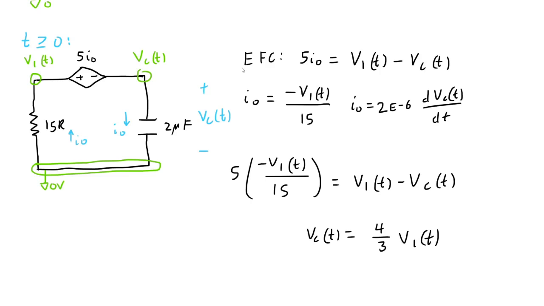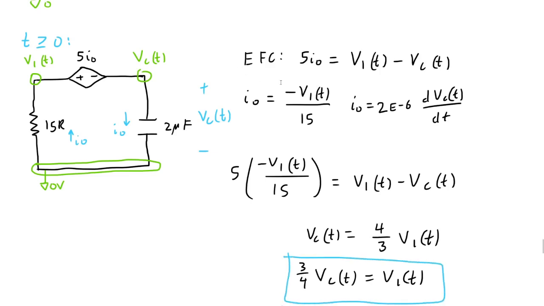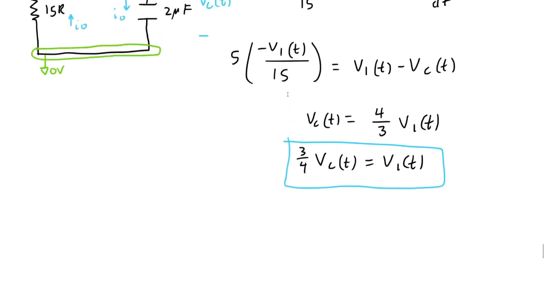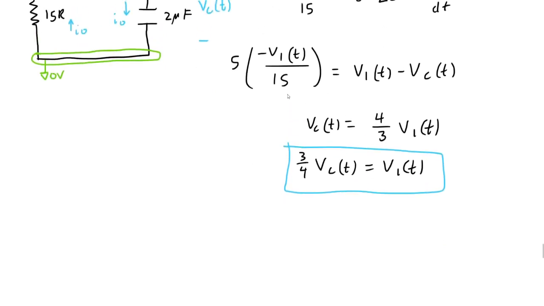So if we want to find V1 in terms of VC(t), we just divide. So 3/4 of VC(t) equals V1(t). That might be cut off; I'll scroll in a second. So yeah, we just flip the fraction.